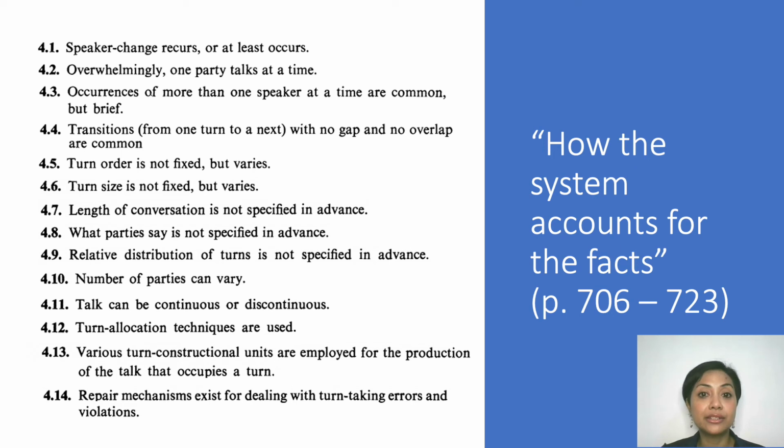Okay, the next section of the paper is titled, How the System Accounts for the Facts. I'm not going to discuss each of the observations here, since this section is essentially a second look at the 14 observations that they have discussed in the earlier section. Much like how we went through the rules quickly just now, and then have a second look after we get a better understanding of TRP, TCU, and Turn.